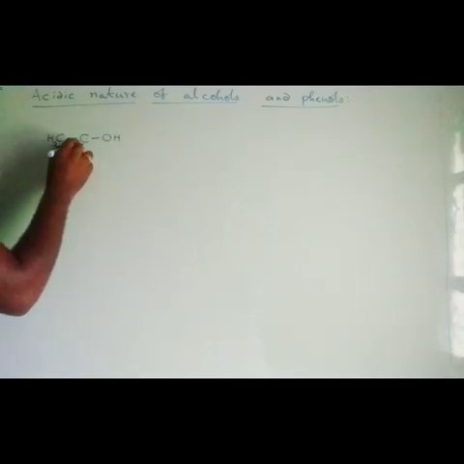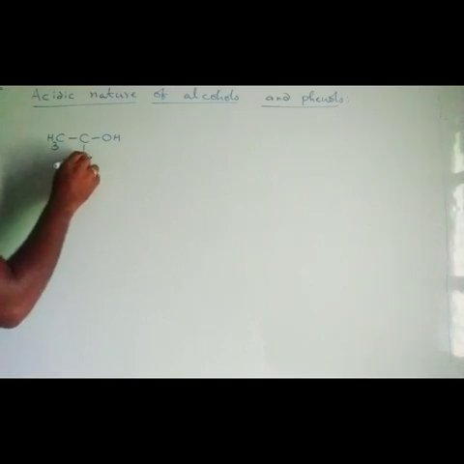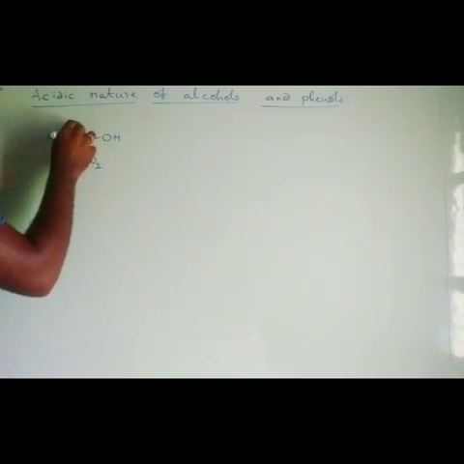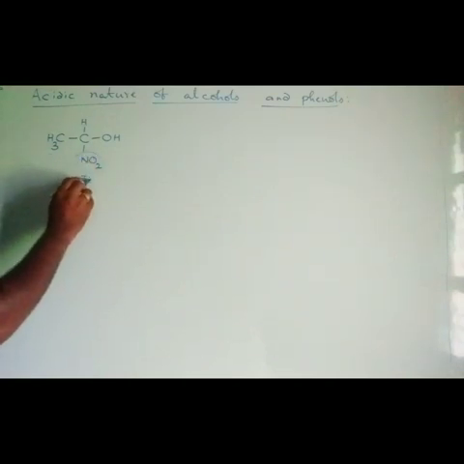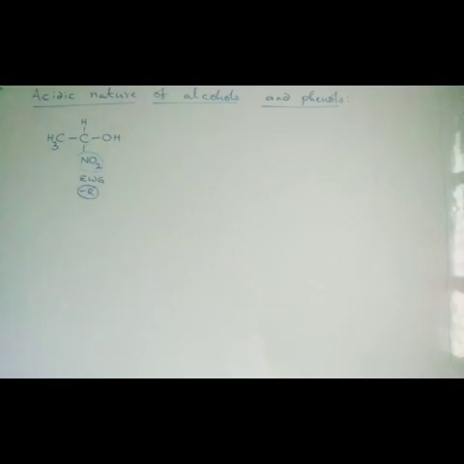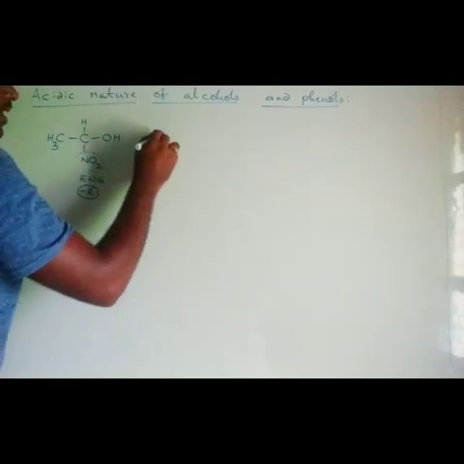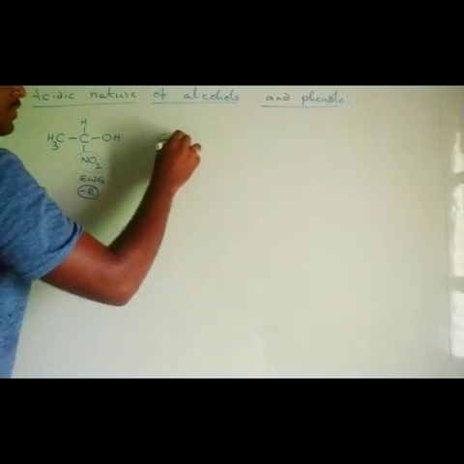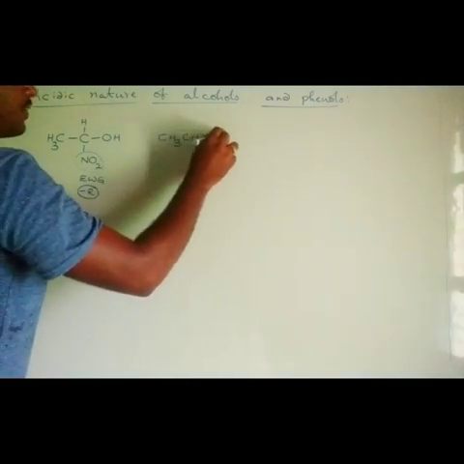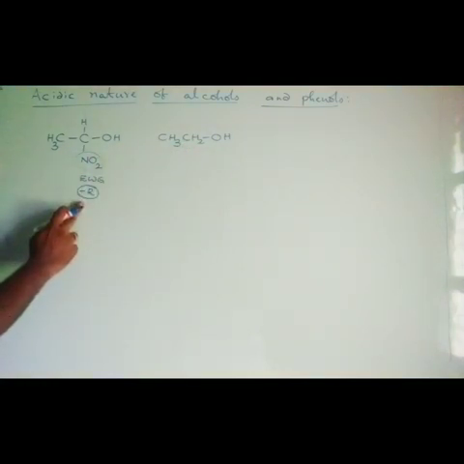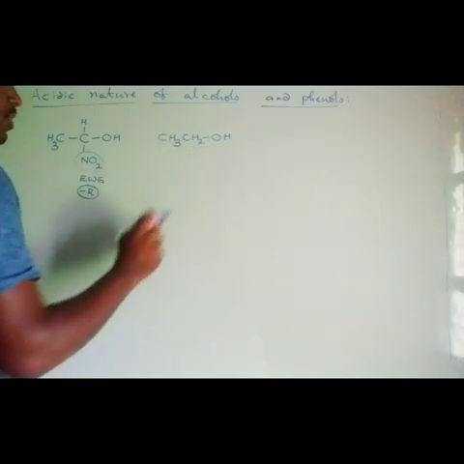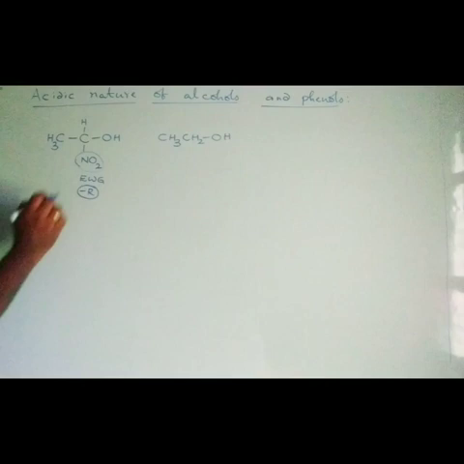OH. If I have a NO2 group here, say for example if I have an H here, this NO2 group acts as an electron withdrawing group, and it will work as an electron withdrawing group by the minus I effect. If I take ethanol, CH3CH2OH, compared with this compound, this one is more acidic. That's why nitroethanol is more acidic than ethanol, because of the presence of electron withdrawing groups.